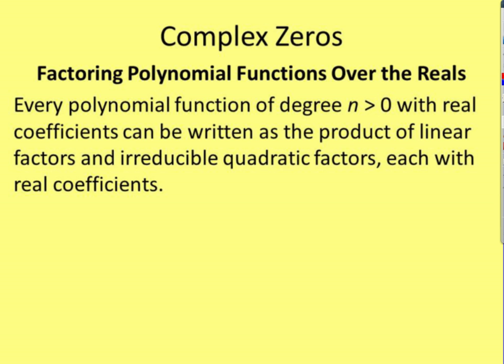When we're factoring polynomial functions over the reals, every polynomial function of degree n, where n is greater than 0, with real coefficients can be written as the product of linear factors and irreducible quadratic factors, each with real coefficients.